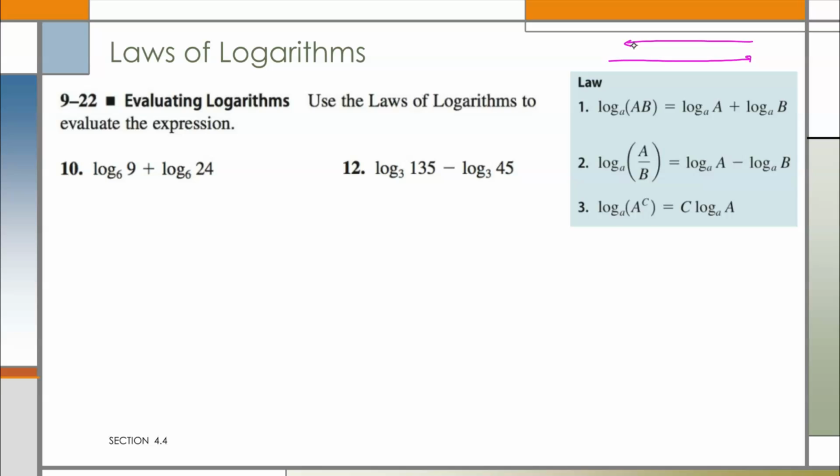Okay, so let's look at problem number 10. Use the laws of logarithms to evaluate this expression. Let's look at base 6 and base 6. They're the same base, and we have addition between the two, so we're using law 1. Law 1 says as long as they're of the same base, base 6, we can bring these together with multiplication since we're using addition. So this becomes 9 times 24.